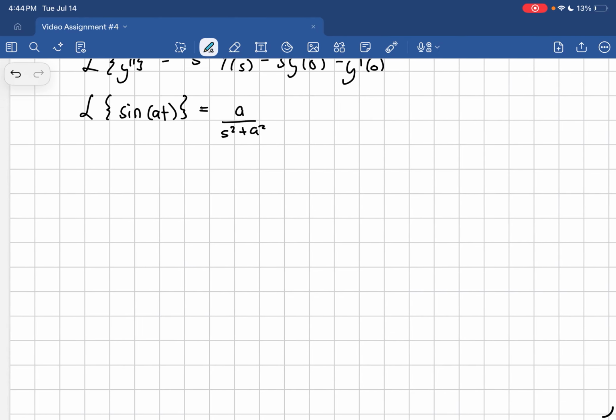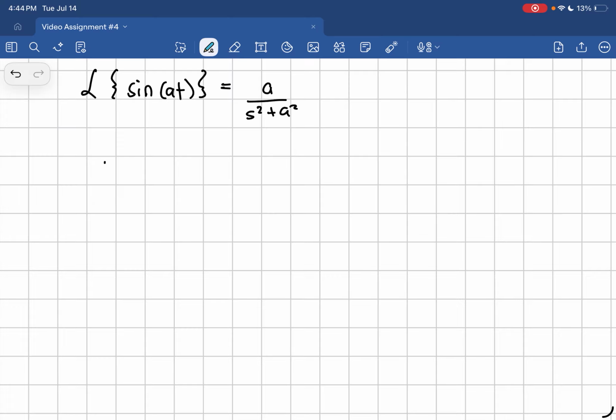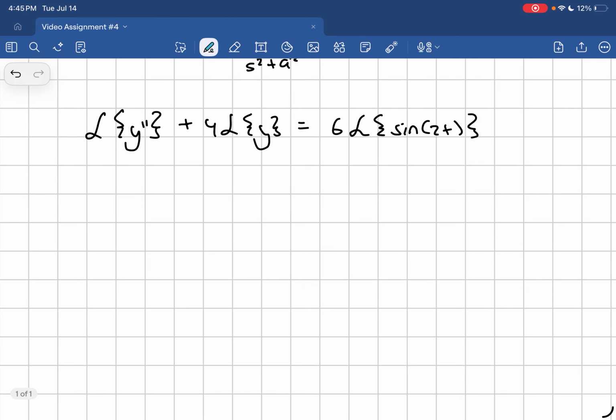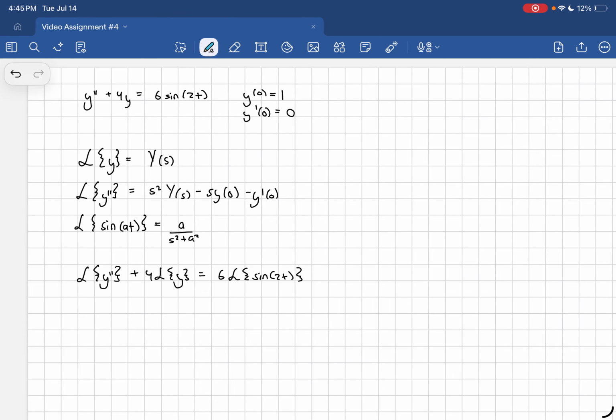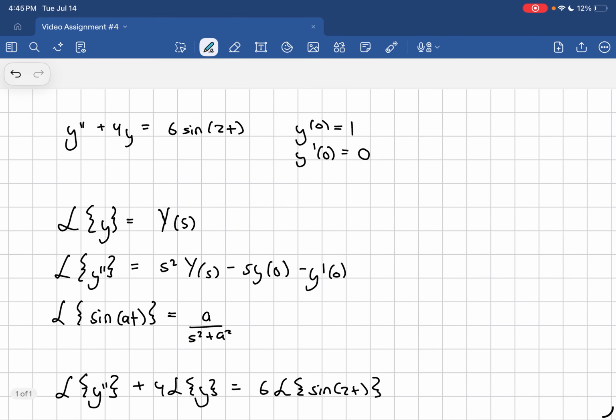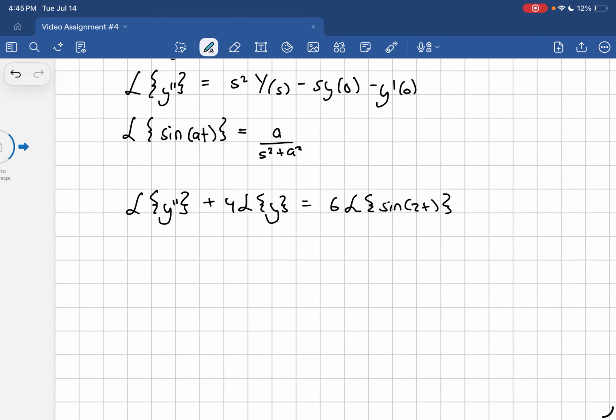And so to begin, we'll just take the Laplace transform of all sides, all terms, plus, and we can bring out the 4 because of its linear property. And on the right side, we can bring out the 6, sine of 2t. And now we're just going to plug in the formulas we have up here, and also our initial conditions that were given to us here, in order to simplify.